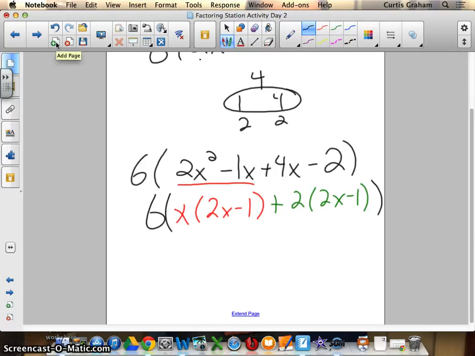Still got my 6 out in front. Okay? Finish it off in the middle. Take a 2x minus 1 out. And then I have x plus 2 left. And since they're all multiplying together, I can rewrite them like that. All right?